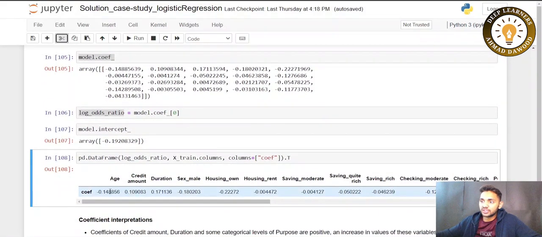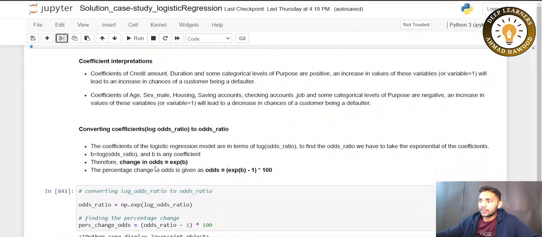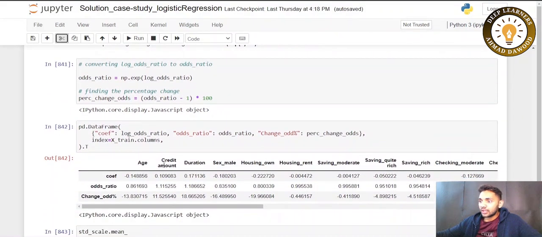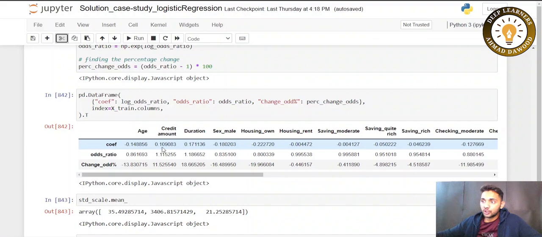Okay, here are the coefficients, and if I take e raised to the power of these coefficients, I can see the odds ratio, the change in odds, instead of the log of odds. These coefficients are the log of odds. If we take e raised to the power of the coefficients, it becomes the odds ratio. And if we subtract 1 from the odds ratio and multiply by 100, it gives us a percentage.